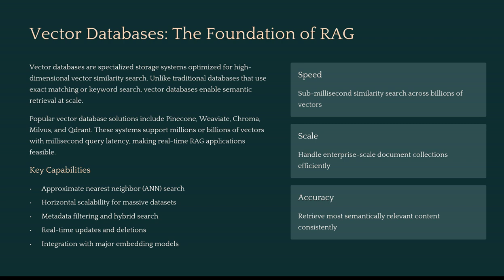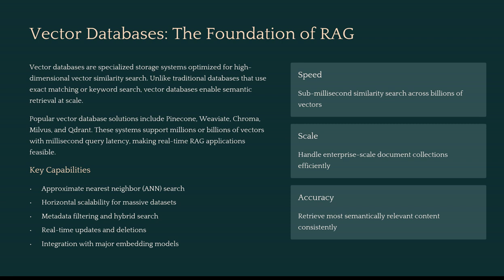So here vector databases are very important. They are the foundation of RAG. Vector databases are those databases which are optimized for semantic search, optimized for speed. So they are very fast when you search something. They are optimized for the search function. The various vector databases are Pinecone, Weaviate, Chroma, Milvus, and Qdrant.